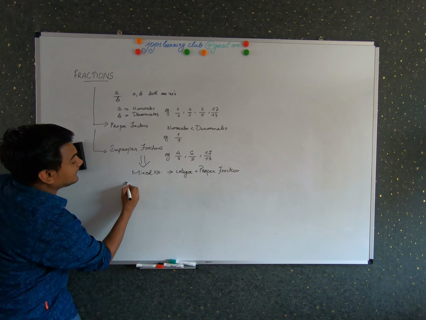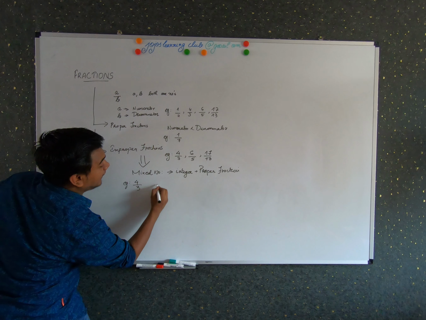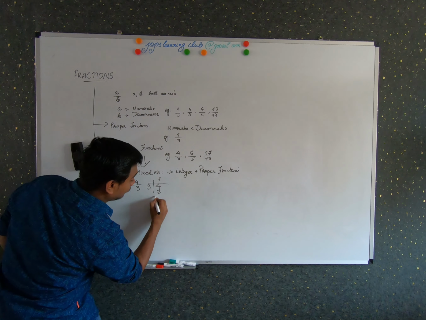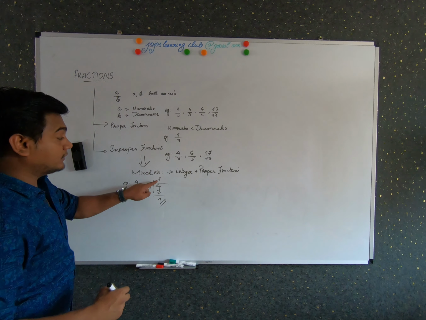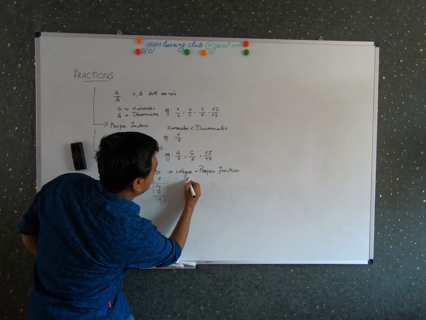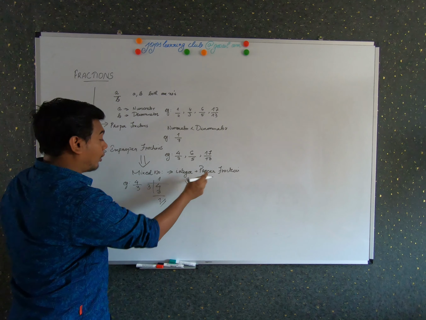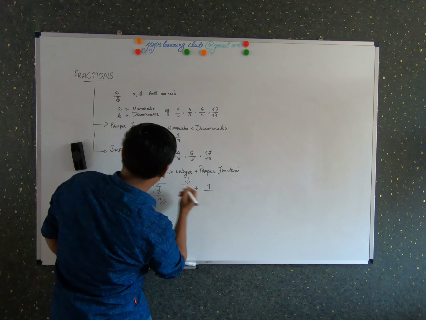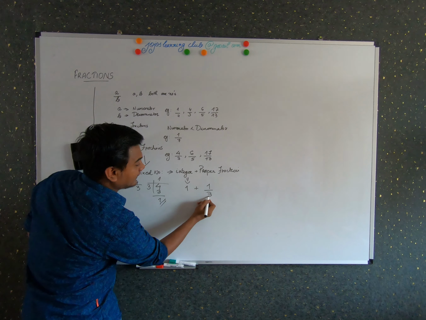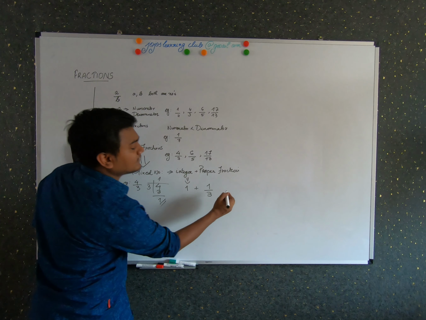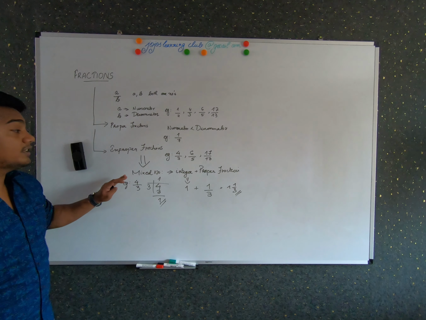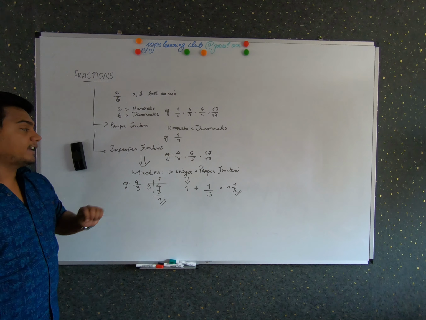For example, let's take the example 4 by 3. You know that when you divide 4 by 3, 3 goes 1 time, so 1 is the remainder. So this is the integer value 1. The proper fraction is a representation of the remainder, which is 1, by the divisor, so that is 3. So you can simply write it as 1 1 by 3. So this is the representation of a mixed number.